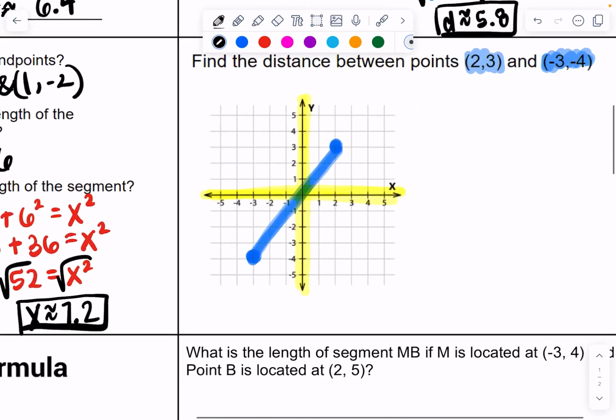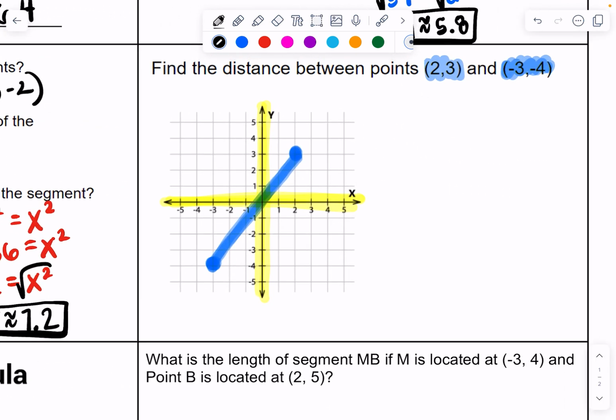All right, and then it asks to find the distance between the two given points. So take a moment, pause the video, and go ahead and plot 2, 3, and -3, -4. So take a moment and plot those points, pause the video. And then we're going to do the same exact thing. We're going to create our right triangle. And then we're going to find the length.